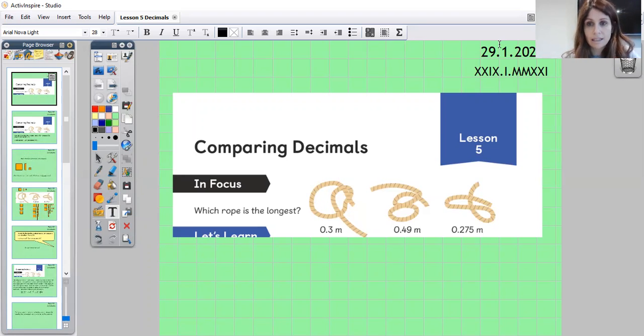We are comparing decimals again. Lesson 5. So the in focus says, which rope is the longest? So we've got 3 pictures of some ropes here. We've got one that's 0.3 meters, one that's 0.49 meters, and one that's 0.275 meters.